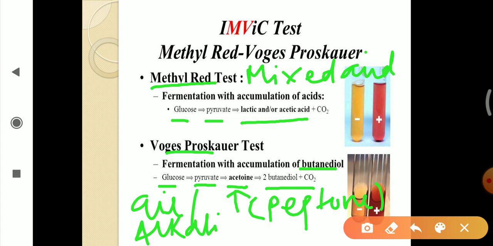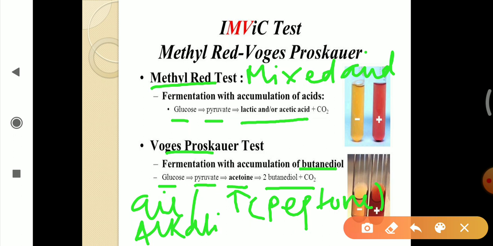If an organism performs the mixed acid fermentation pathway, then it will convert glucose to pyruvic acid, and further a mixed amount of acid is produced. To detect this, we add the pH indicator dye, so there will be a change in the color.